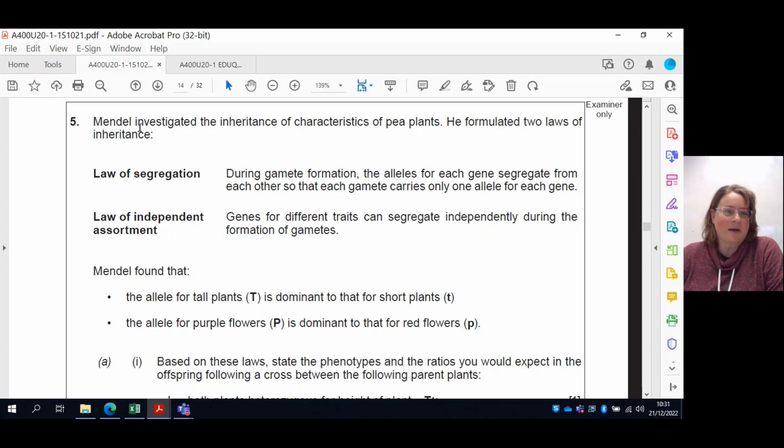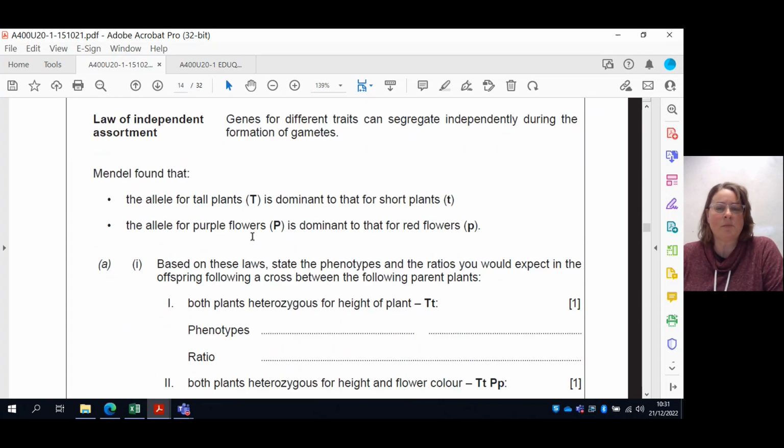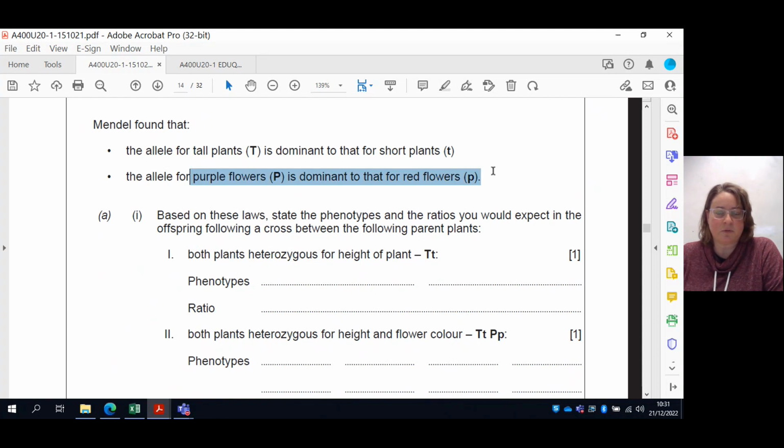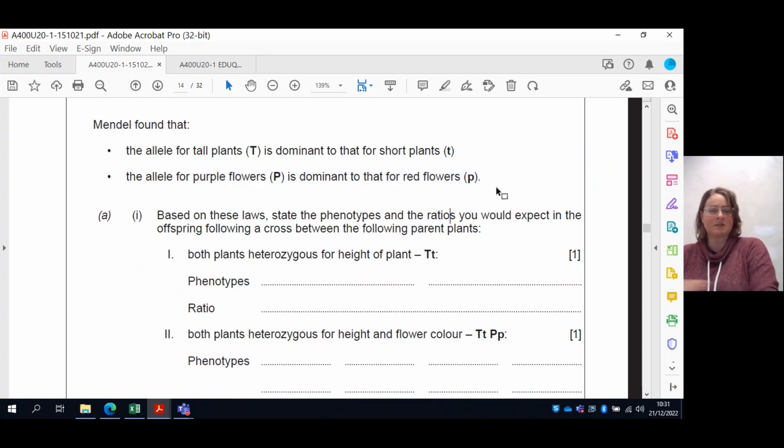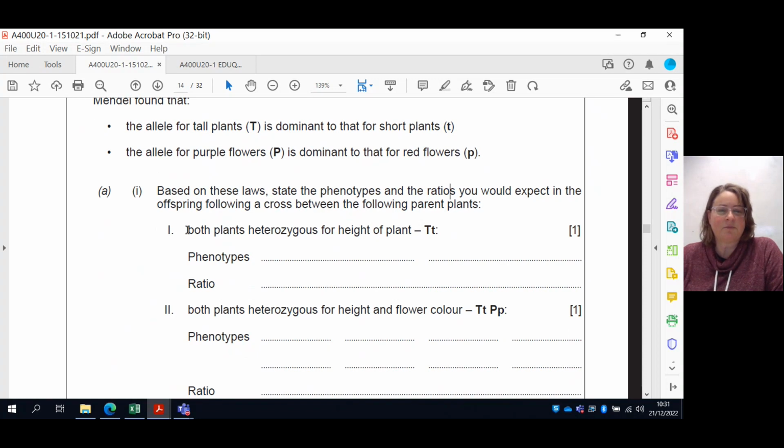It gives you the lovely background of Mendel's investigation, and it gives you tall plants versus short. For this one here, it's really lovely. It gives you suitable letters to use, and purple flowers versus the red flowers, the lowercase always being for the recessive. And for you to think through is if both plants, and it gives you the scenarios, if both plants are heterozygous, what do you get? Based on the laws, state the phenotypes and ratios you would expect in the offspring following a cross between these parents.